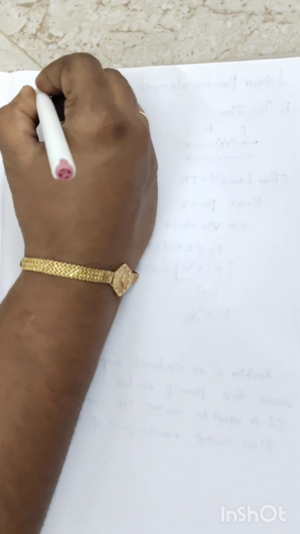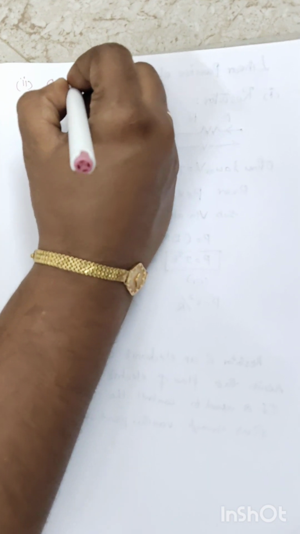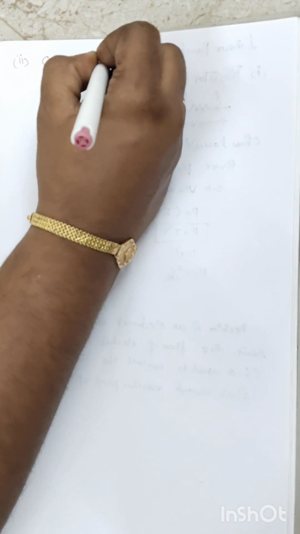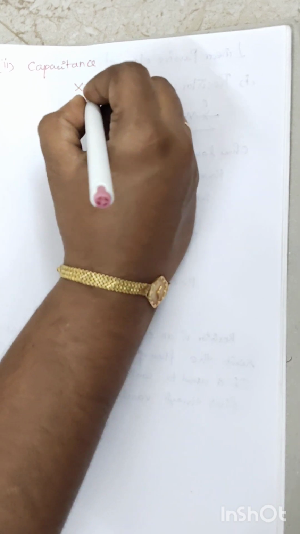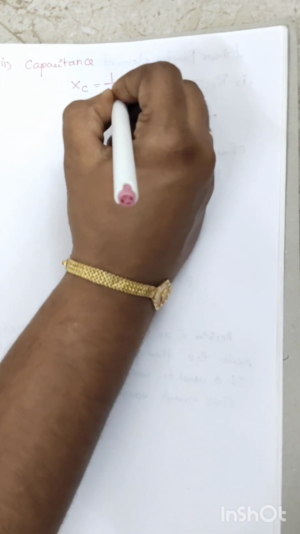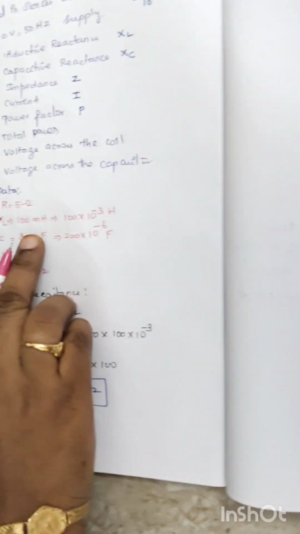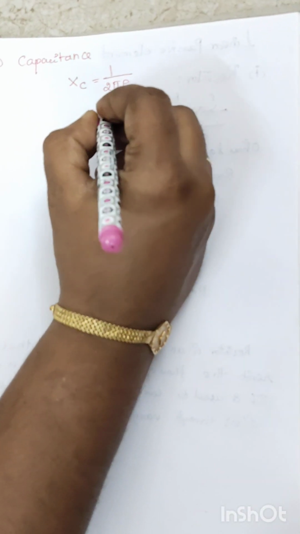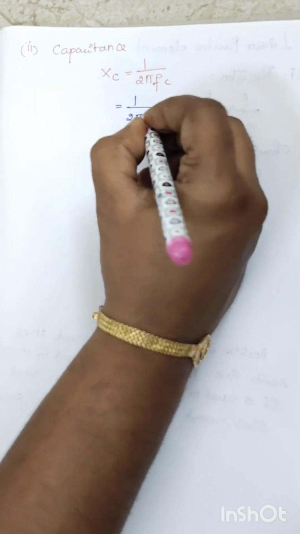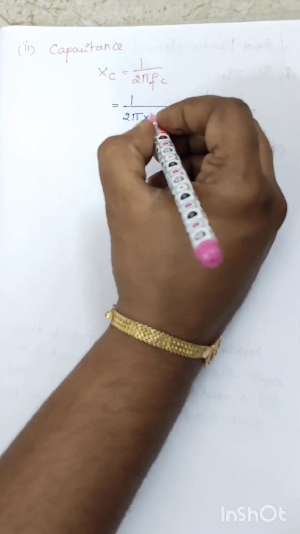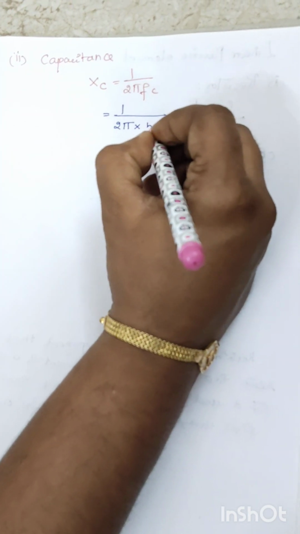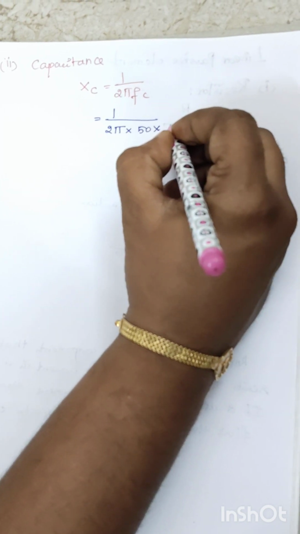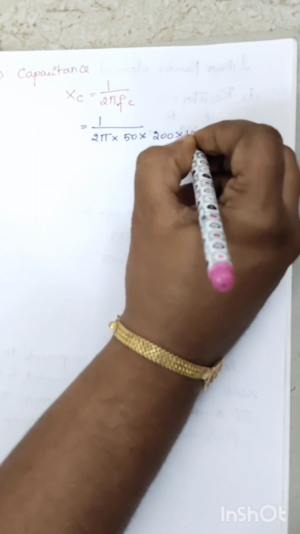Next we have to calculate the capacitive reactance. XC is equal to 1 by 2 pi FC. Here the value of C is 200 microfarad. It will be written as 1 by 2 pi into F C, the value of pi is 22 by 7 or 3.14, and the F value is 50, into the C value, 200 into 10 power minus 6.